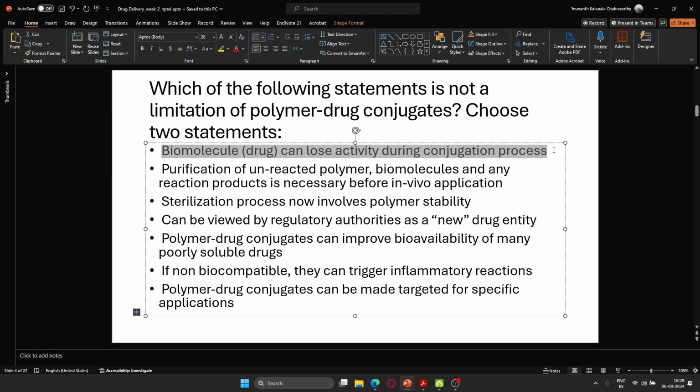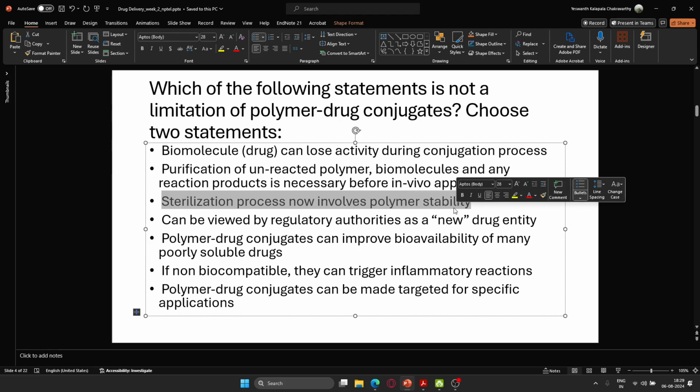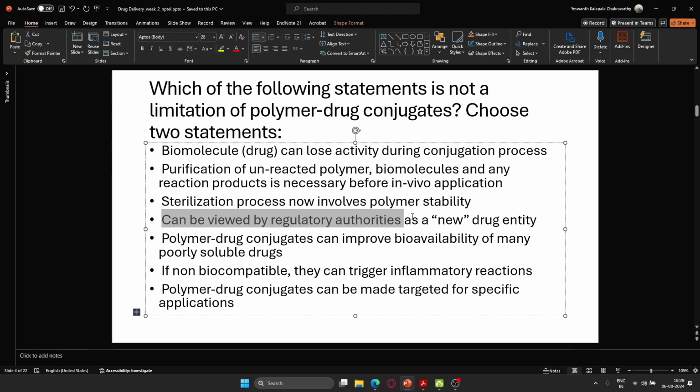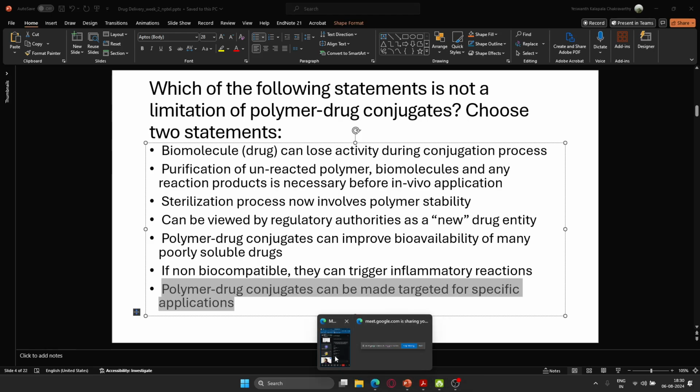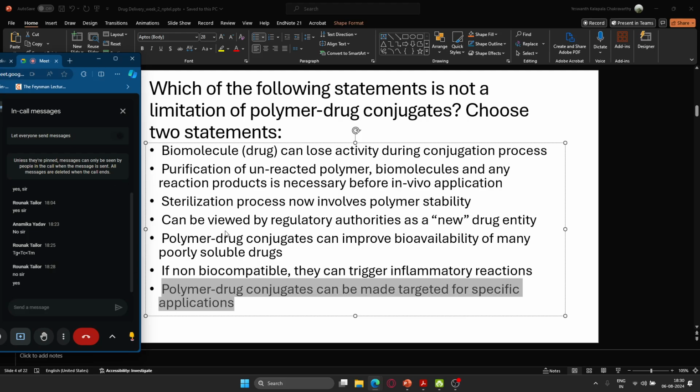Biomolecules can lose activity during the conjugation process. Purification of unreacted polymer, biomolecules, and any reaction products is necessary before in vivo application. The sterilization process now involves polymer stability, and the conjugate can be viewed by regulatory authorities as a new drug entity. Polymer drug conjugates can improve bioavailability of many poorly soluble drugs. If non-biocompatible, they can trigger inflammatory reactions. And polymer drug conjugates can be made targeted for specific applications. So, which of these do you think are not limitations of polymer drug conjugates?